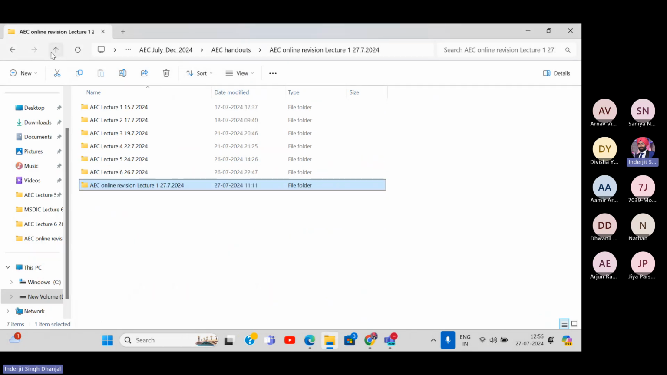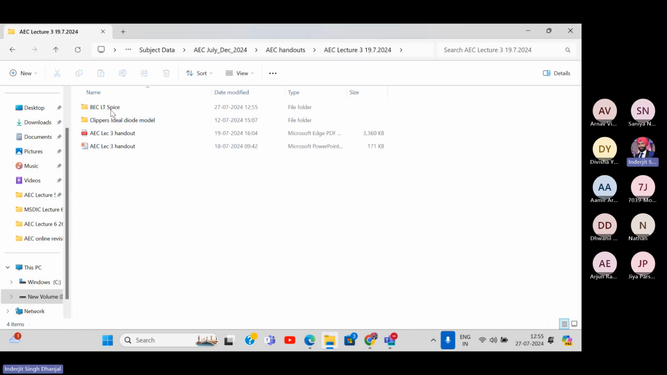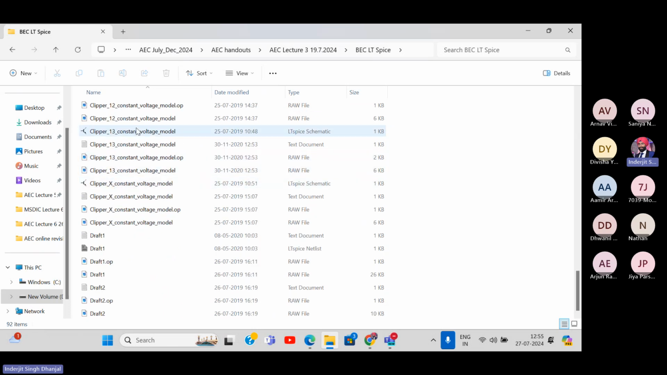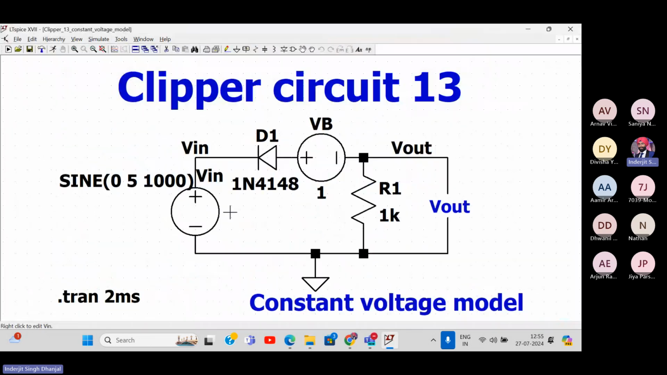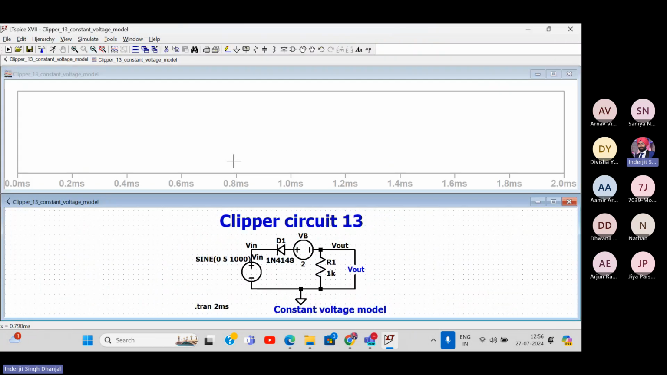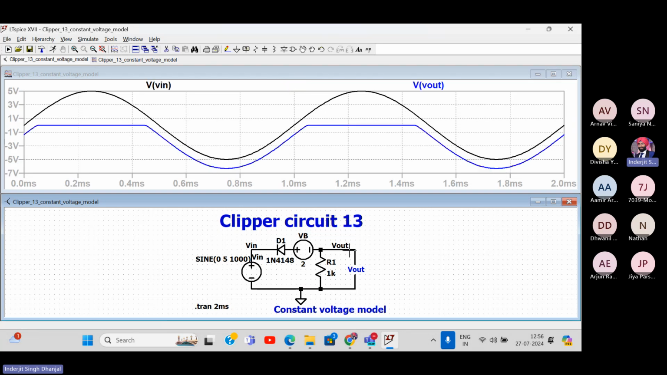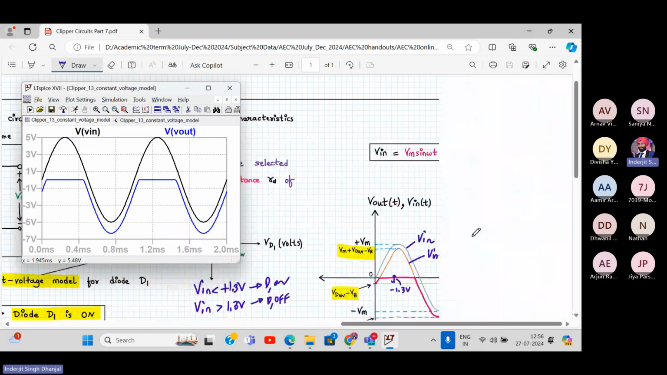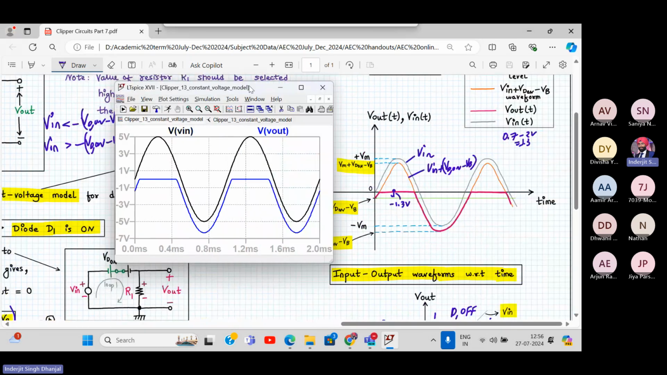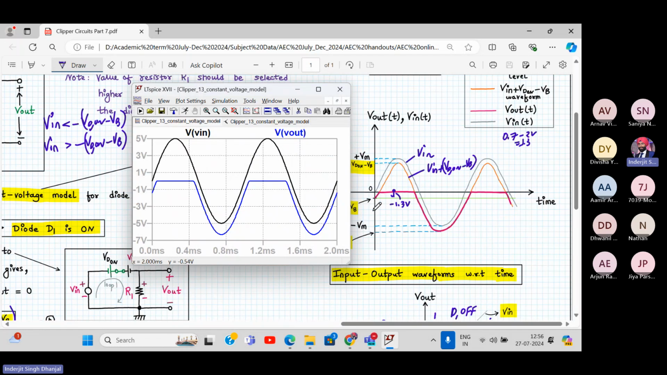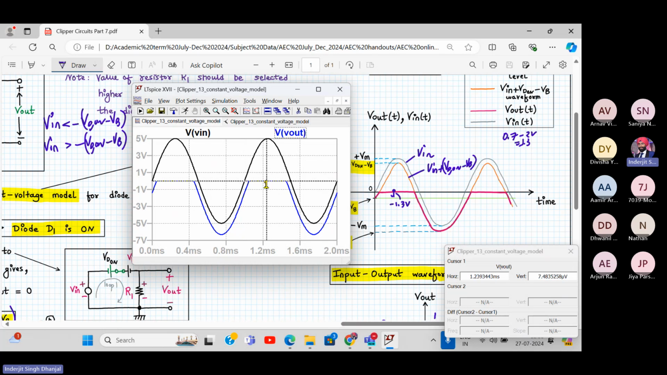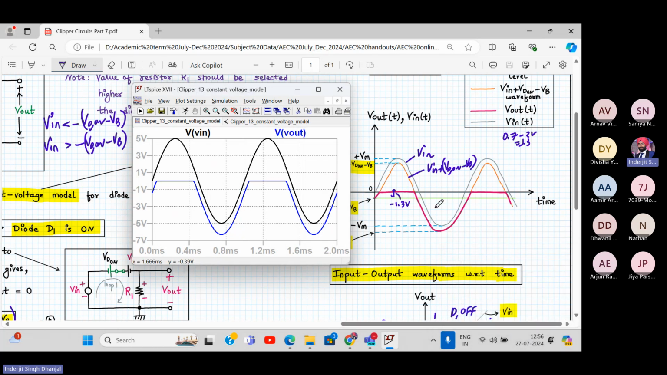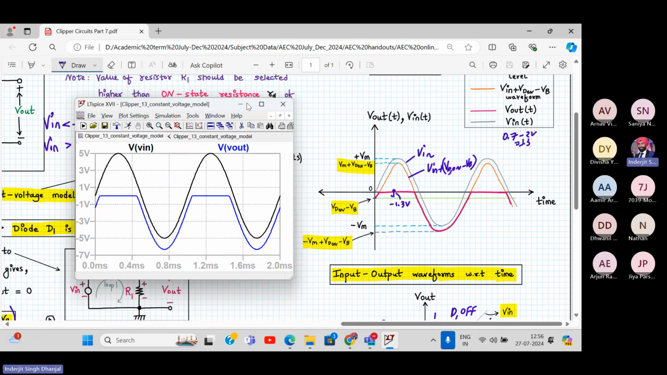Clipper number 13. Let's consider this one. This is the same thing. This I write as 2 volt. Let's see what happens. This is my input waveform and this is my output waveform. If I show you both together, this is how it will look. Correct? Exactly in the same manner. See this, this is 0 level, as you can see. So it's exactly the same analysis and the waveforms.